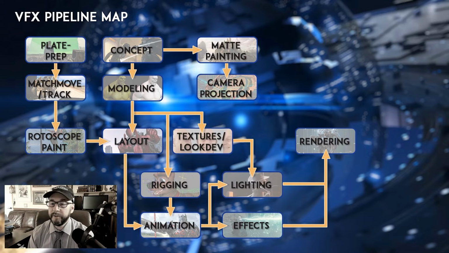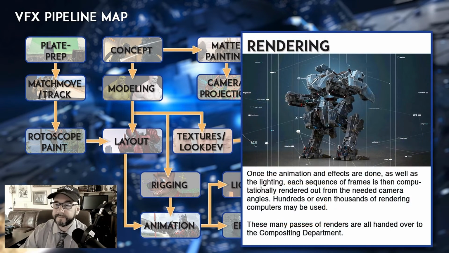Also, many computers across a network won't be able to write one movie file altogether. That requires one computer to do it. So rendering is always done on a frame-by-frame basis. And of course, once all the animation effects are done, as well as the lighting, each sequence of frames is then computationally rendered out from the needed camera angles.